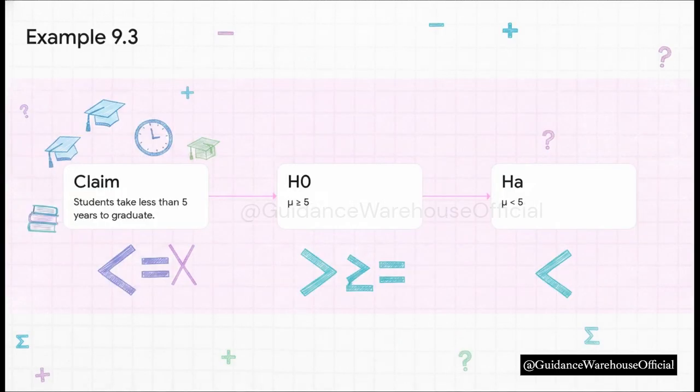And this brilliantly illustrates how English words force our mathematical hand. Consider this claim. College students take less than 5 years to graduate. Less than is strictly a mathematical less than sign. There's no equality there whatsoever. Therefore, it has to be the alternative hypothesis. H sub a is mu is less than 5. The opposing baseline, the null hypothesis, has to cover everything else left on the table. So H sub 0 is mu is greater than or equal to 5.